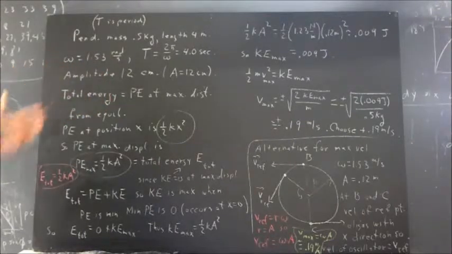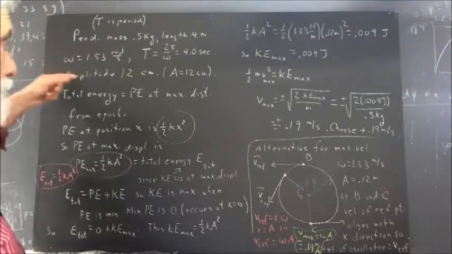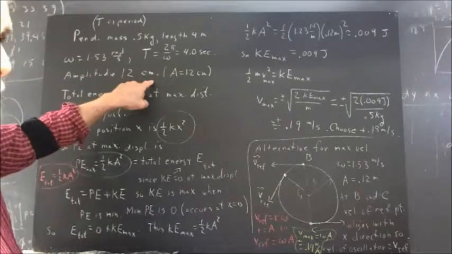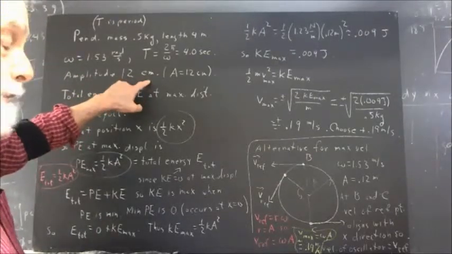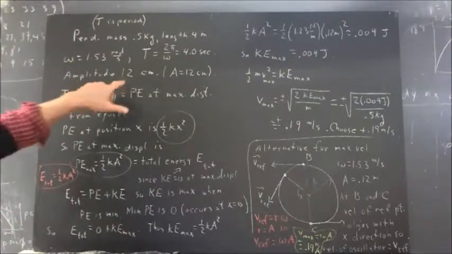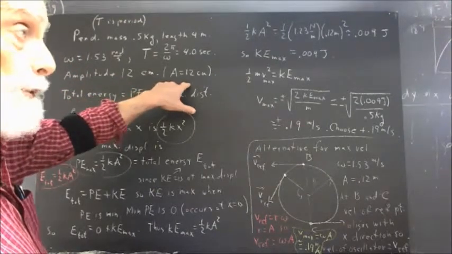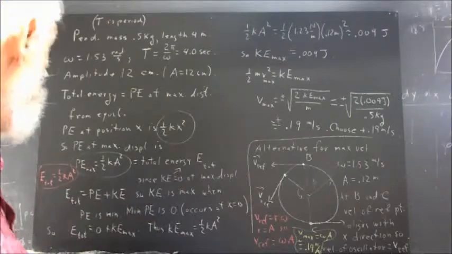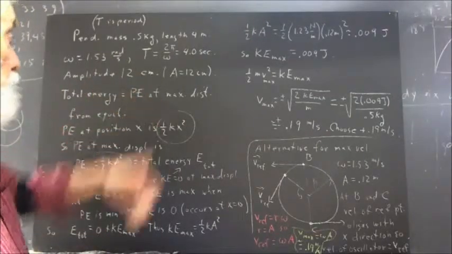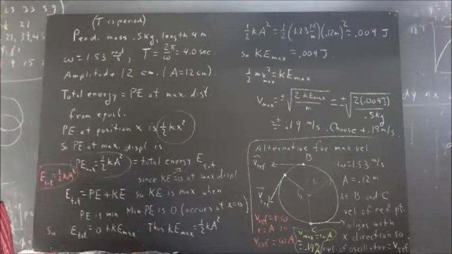Okay, now we want to model the motion of a pendulum with an amplitude of 12 centimeters. What can we determine about the motion of a pendulum with amplitude 12 centimeters? Well, the first specific question we're asked is, what's the total energy of this system? Now let's think about it.